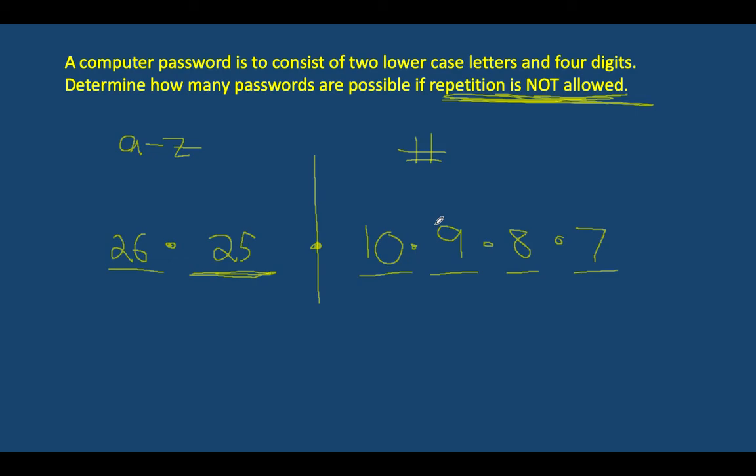So 26 times 25, oh, the calculator's messing up. 26 times 25 times 10 times 9 times 8 times 7 gets you 3,276,000. So that'd be 3,276,000 different passwords. And that's a lot fewer passwords just by not allowing repetition, right? So that's how you do it. You do have to pay attention to the story problem, whether repetition is allowed or not. So let's go on to another example.